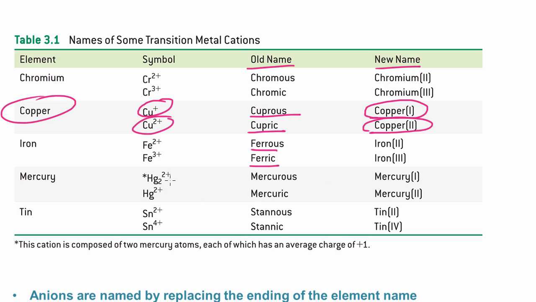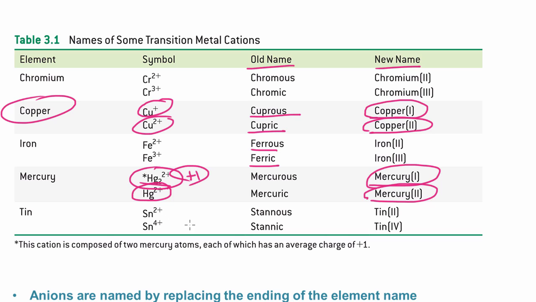Here we have mercury. Okay, notice here there's a +2 charge, but there are 2 mercury atoms. This one here would be mercury 1 ion. And the reason it's mercury 1 is because this particular cation has the 2 mercury atoms. Each one has an average charge of a +1. Here, this would be mercury 2 plus. So that would be mercury 2 ion.